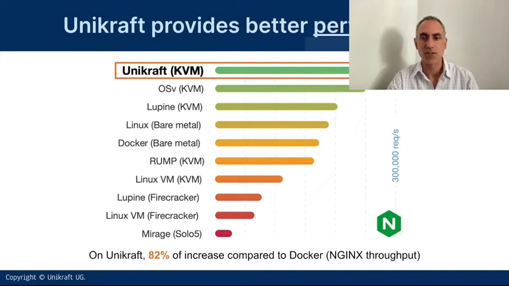So this is a measurement of Nginx running, measuring requests per second on KVM Unikraft, but also we compared against other unikernel projects and Linux as well. And you can see where we come up on top. This is about 300,000 requests per second on a single CPU core.